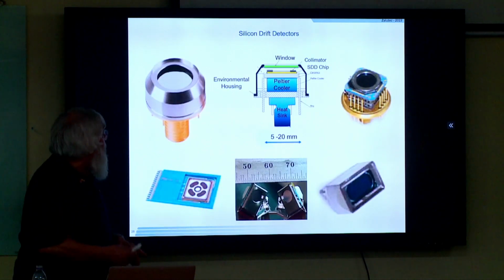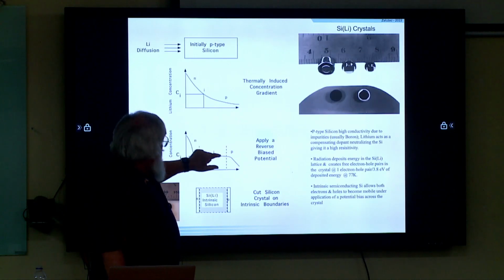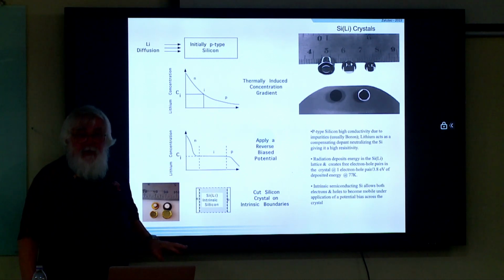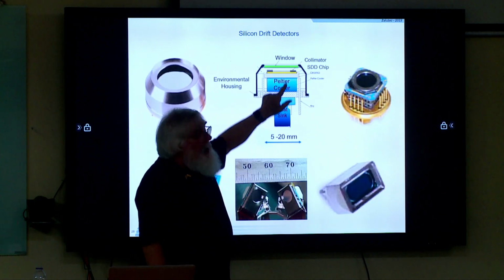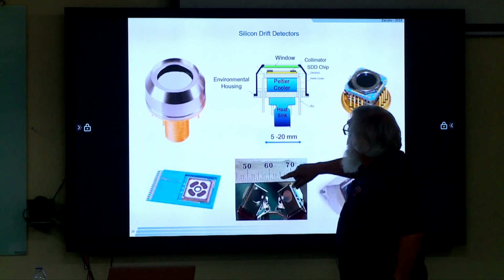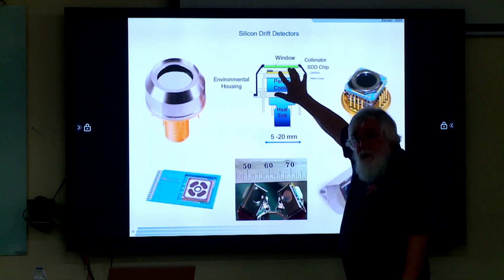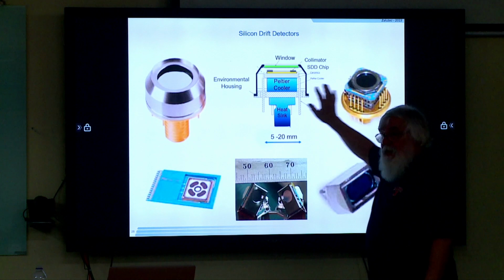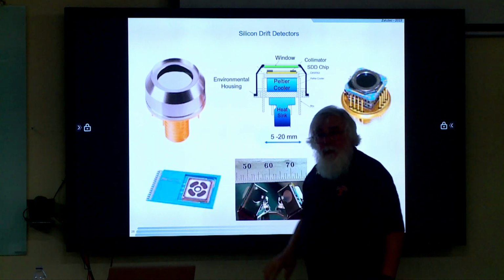The SDDs are, again, slightly different. They're a very small chip. The difference here is that the lithium drifted silicon detectors are typically 3 or 4 millimeters thick. An SDD is a very thin silicon chip, about 0.3 or 0.4 millimeters thick. It's intrinsic silicon and sits on top of a Peltier cooler. The nice thing is the Peltier cooler cools them, and they're very small. They can be fabricated in lots of different shapes and sizes. You can have round ones, rectangular ones, different shaped ones.